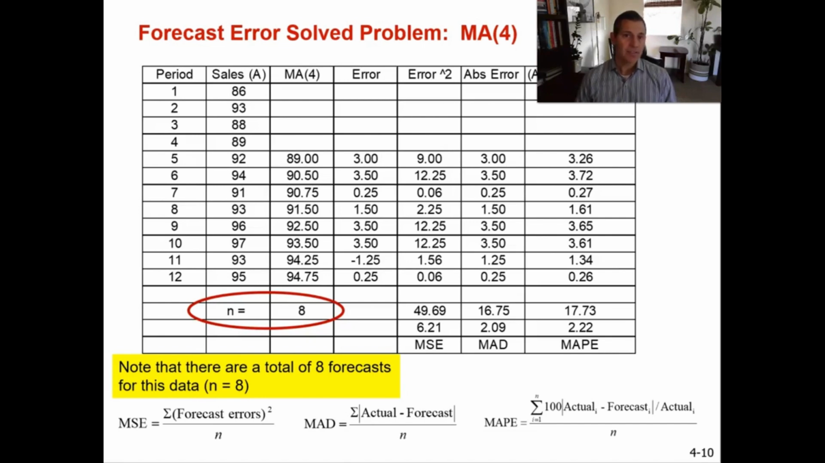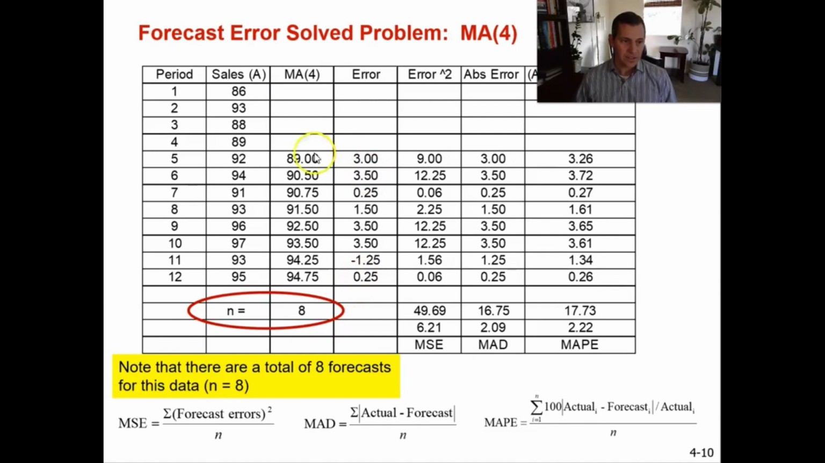We do not have 9 time periods, we have 8 time periods, because to get your 4-period moving average, you need 4 periods worth of data. So period 1, period 2, period 3, and period 4, to get the moving average for that 5th period, you had to take the 4 periods before that to get that data. So everything is then calculated the same.